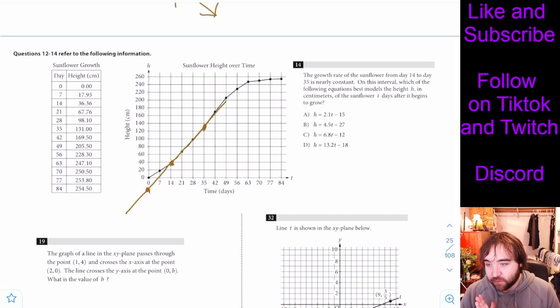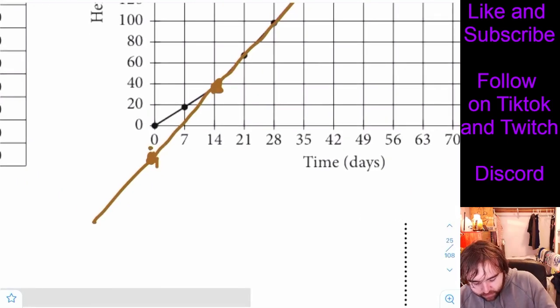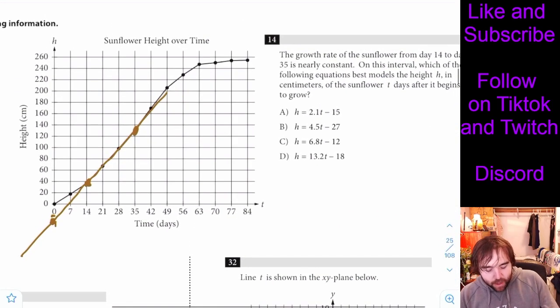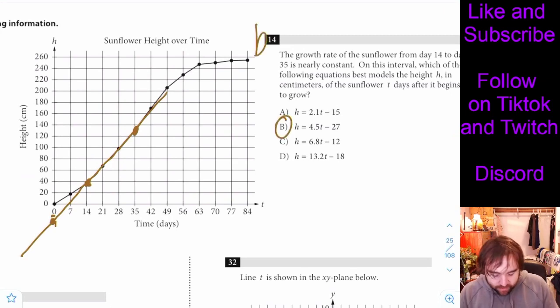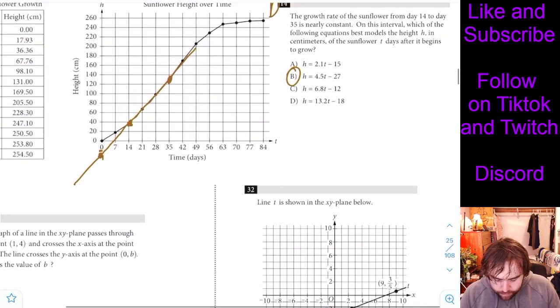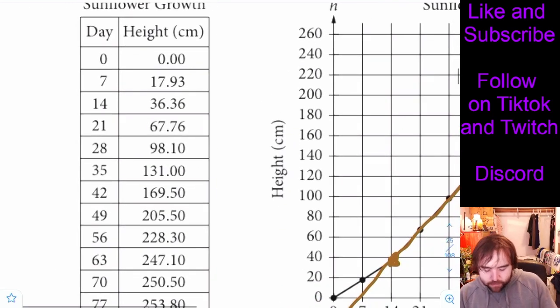Okay, they're all negative. I would say it's going to be bigger than negative 20, right? I think we did that roughly to scale, and 20 would be right here. So I'm pretty confident with that being B. But let's look at the slope, because we can actually get that perfectly.